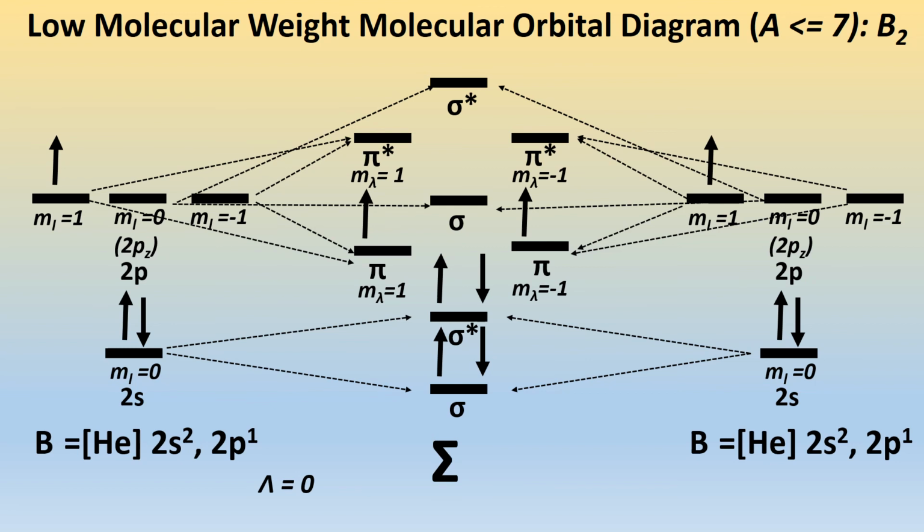The 2 unpaired electrons give a total spin of 1, or a sigma of 1, and therefore 2 times 1 plus 1 gives a multiplicity of 3. 3 plus 0 gives an omega of 3, so the simple term symbol for B2 is 3 sigma 3.